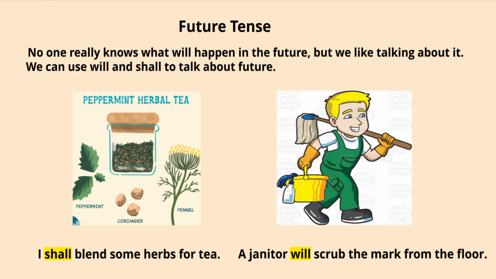Because it will be happening in the future. So this is future tense. In the second image, you can see a janitor, right? Who is a janitor? A person who keeps the surroundings clean in offices or buildings or schools. A janitor will scrub the mark from the floor. That means he will clean the marks that are on the floor. He will scrub. He's going to do that in future. That's why we used will.